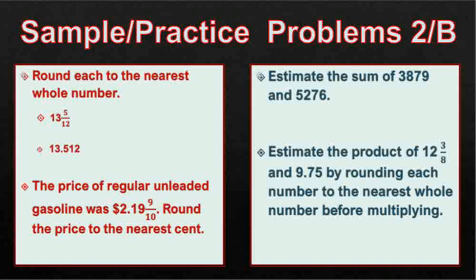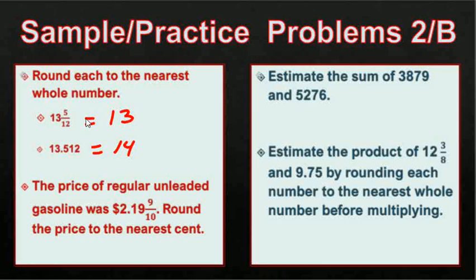Next one, round each to the nearest whole number. So here, when you look at fractions, if the fraction is half or more, then you bump it up to the next whole number. If it's less than half, you keep it to the same whole number. So 13 and 5/12. Well, half of 12 is 6. So 5/12 is less than half. So this would stay at 13. 13 and 7/12, that's a little bit more than halfway. So I would bump this up to 14.